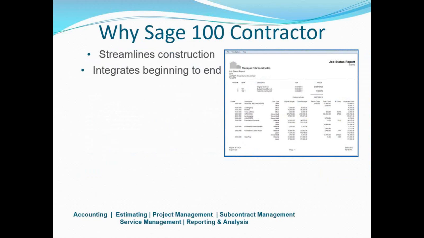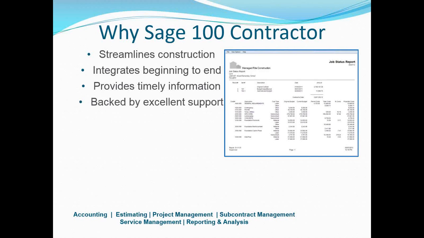So some of the reasons why people go to Sage 100 Contractor versus what they're currently using: they want to streamline their construction process and not spend time doing paperwork in the office. They want to integrate from the very beginning of the project to the end what's going on and be on top of the project and not have to remember everything in their head. So that requires timely information and not information that's sitting in a truck, sitting in an Excel spreadsheet that's not being communicated with the rest of the staff.